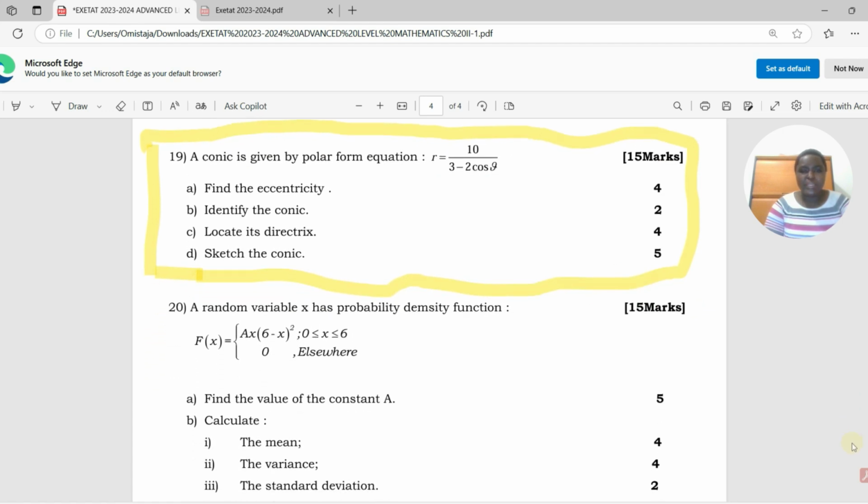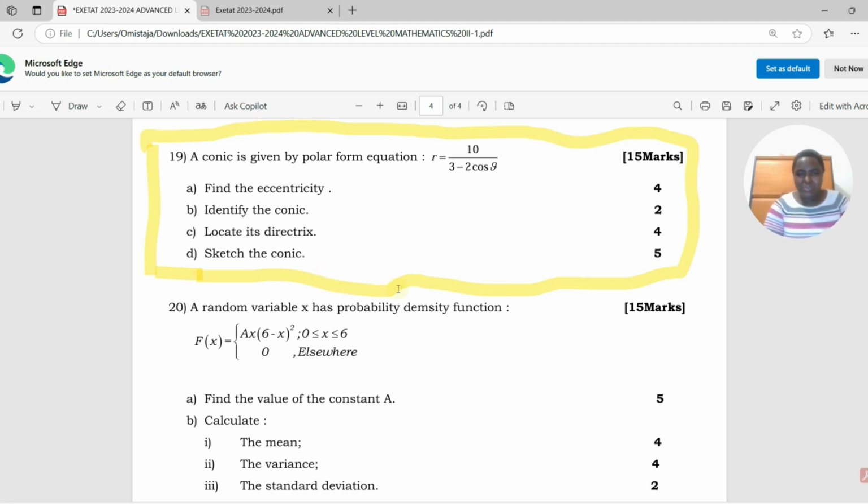It was about conics. We have a polar form of a conic. The polar form is given here: R equal 10 over 2 minus 2 times cosine of theta. And we are asked to find the eccentricity of this conic, to identify the form of this conic, to locate the directrix of this conic, and finally to sketch this conic. A student who will be able to do such an equation will secure his or her 15 marks in the national examination. So let's go to win. Let's study and go to win our exam.